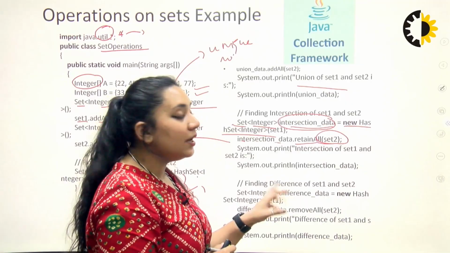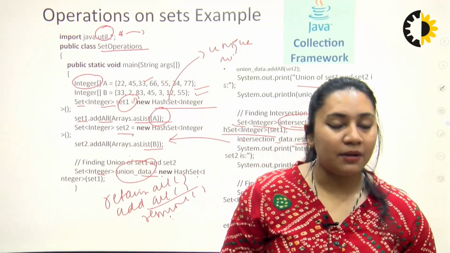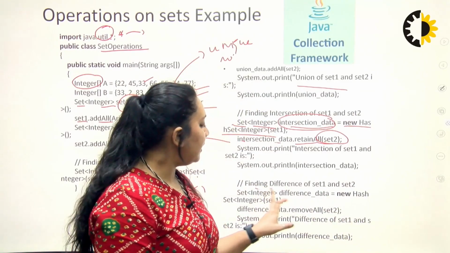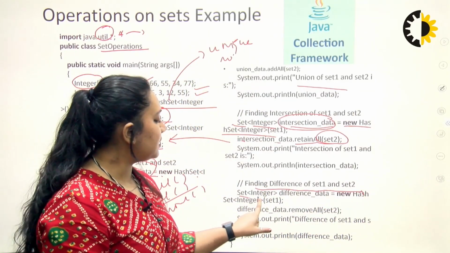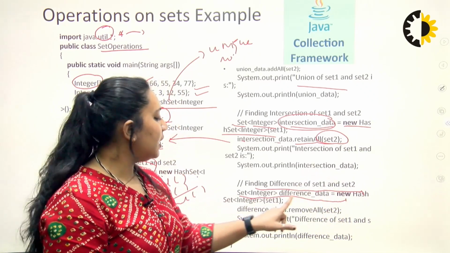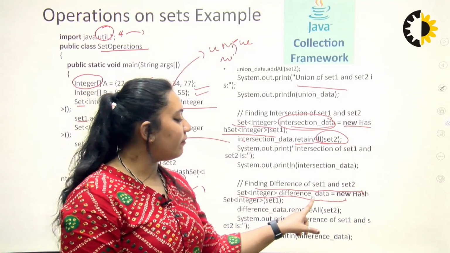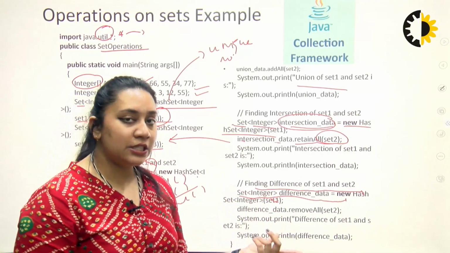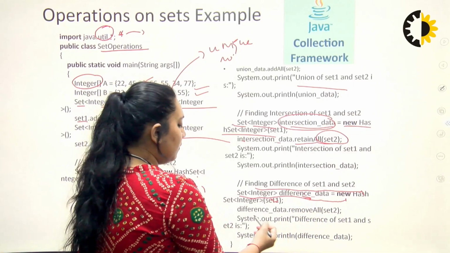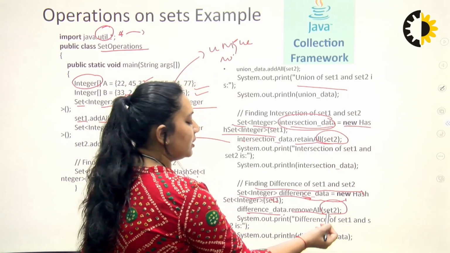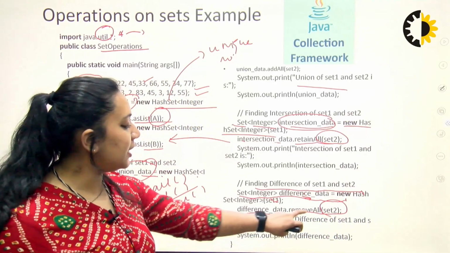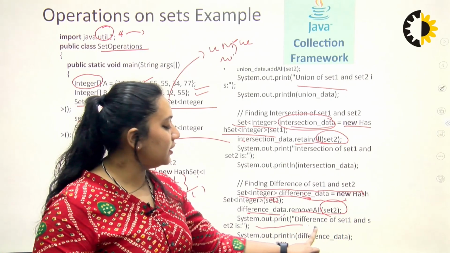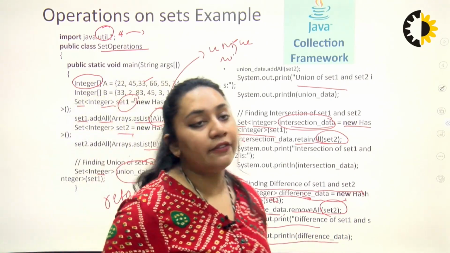Next, we perform the difference. In difference, we just need to remove the elements, so we simply use the removeAll method. Similarly, to find the difference of set 1 and set 2, we initialize a new object as a Set of integer, with the object name difference data, as a new HashSet of set 1. After initializing, you write difference.removeAll. Remove all what, set 1 or set 2? We simply give set 2, so all the data of set 2 can be removed. Lastly, we give the print command for the difference data set.